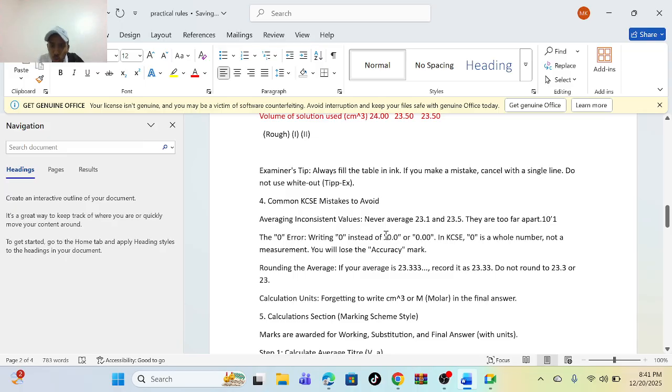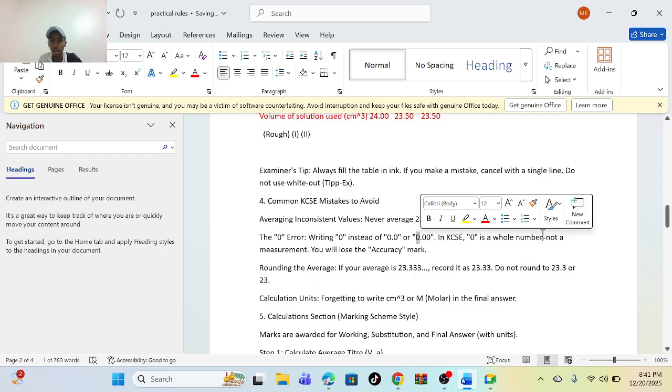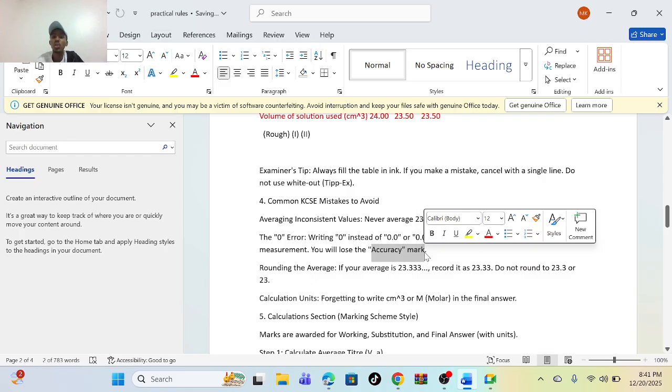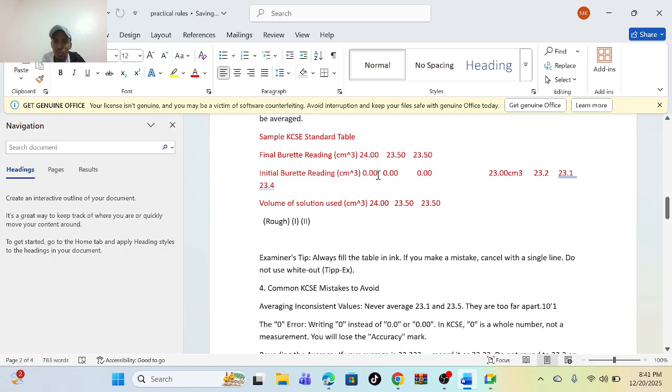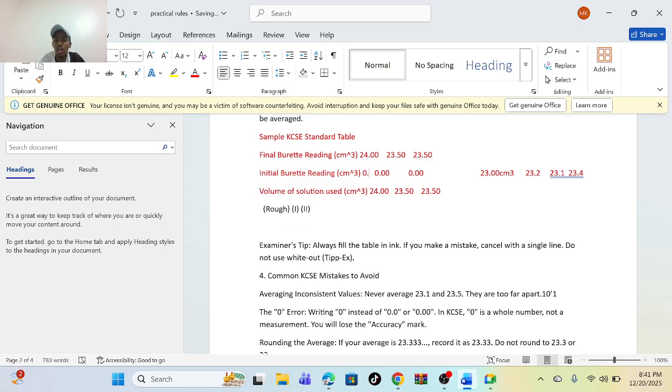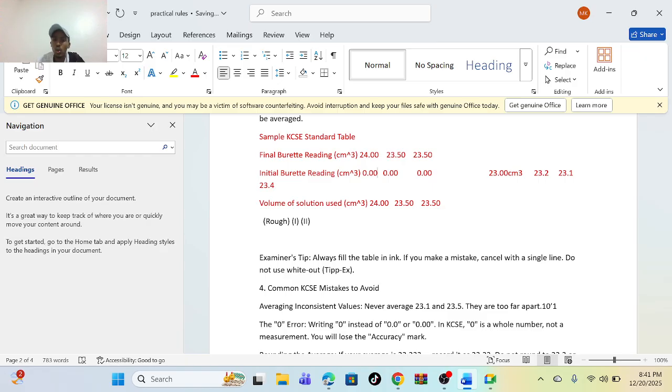The next one is the zero error. Writing 0 instead of 0.0 or 0.00. Remember that in KCSE, 0 is a whole number but not a measurement. So you lose all the accuracy marks. So do not write 0 alone. If someone writes it like that, they lose marks. So you must write 0.0 or 0.00.